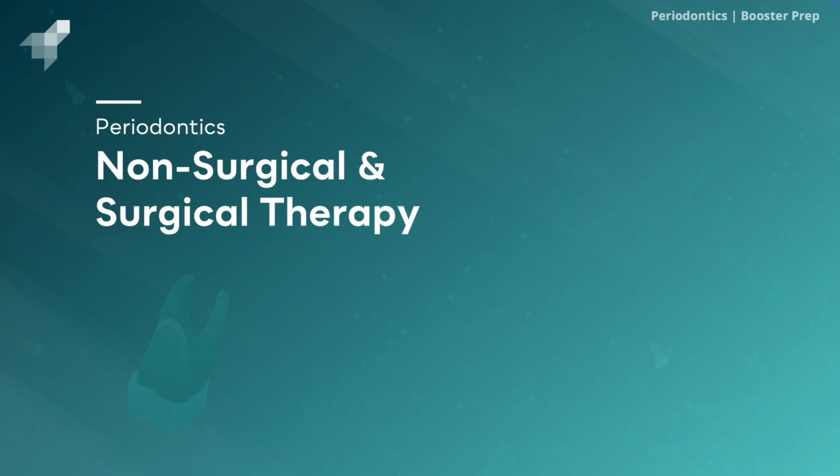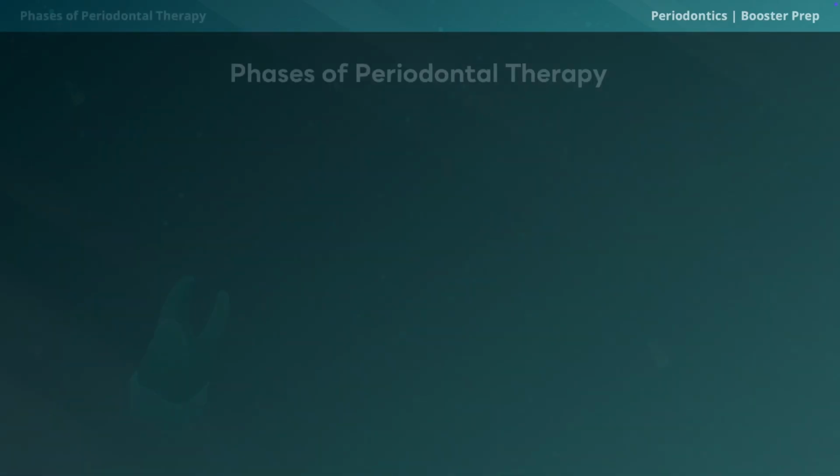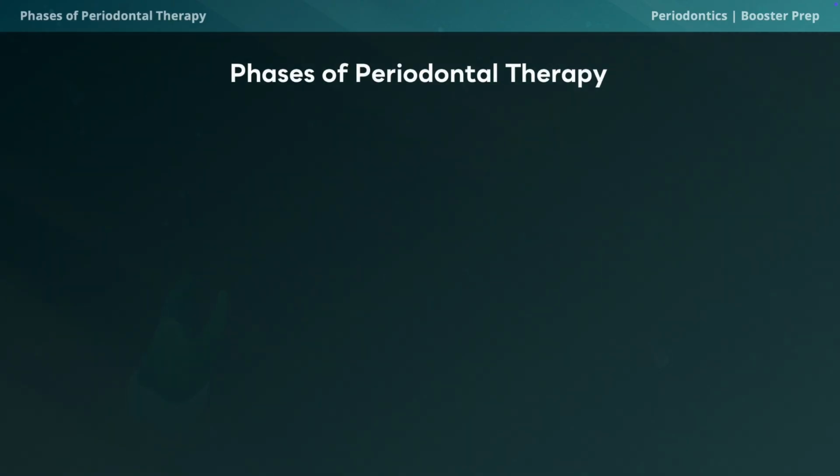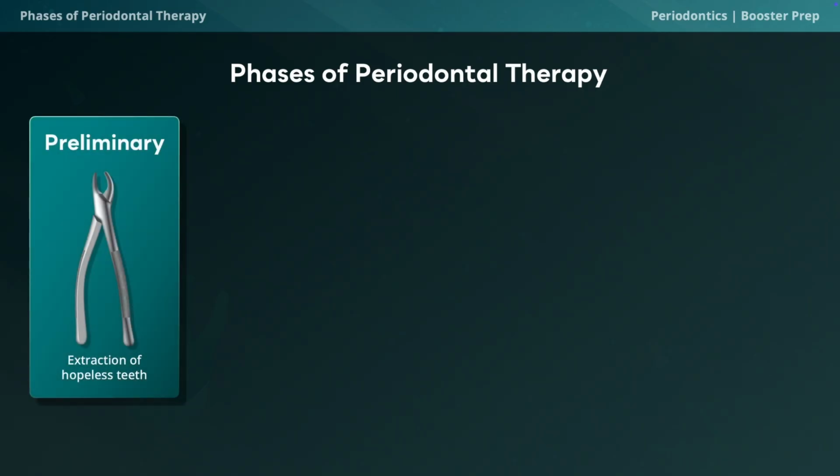Up to this point, we've learned about diagnosis, biofilm, and classifications. It's now finally time to learn about treatment modalities, specifically non-surgical and surgical periodontal therapy. Let's break down periodontal therapy into 5 clear phases. Now, knowing the order and purpose of each phase is key to treating patients effectively, and it's high yield to know for boards too. So first off is phase 1, which is the preliminary phase.